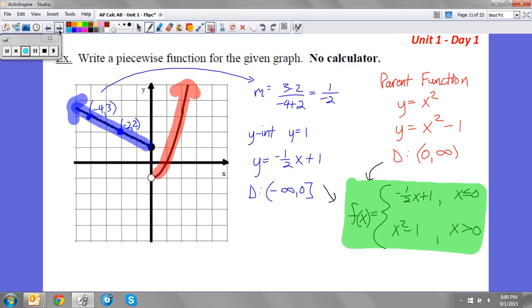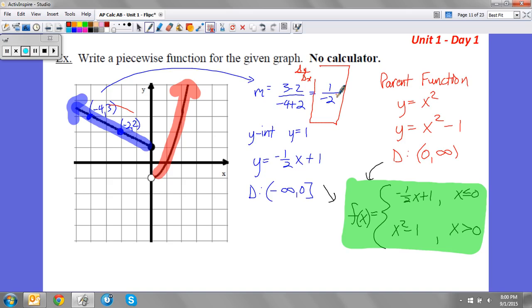Okay? So let's now come over here, and this is our last slide. It says write a piecewise function for the following graph. You see here from the graph I have negative 2, positive 2. I have negative 4, positive 3. From here I can do y's basically delta y over delta x, or y2 minus y1 over x2 minus x1. You learned it in Algebra 1. And this is your slope.